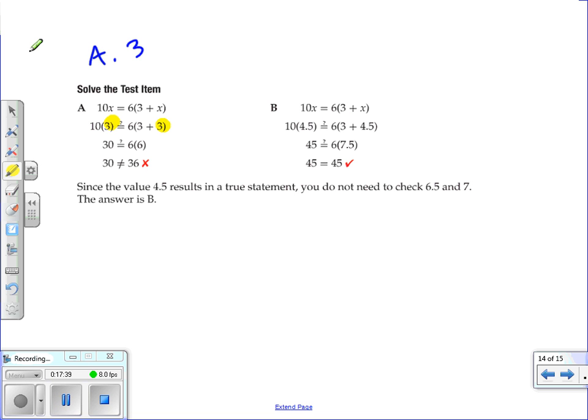So then I go to B, and the answer that was B, as you'll recall, was 4.5. So now we'll put in 4.5 where the x is, right? And here where the x is. Solve it, and does 45 equal 6 times 7.5, which is 45? Yes, it does. So in that case, we know the answer is B. But you have to check, but you don't have to check C and D because you already found the right answer. Okay?